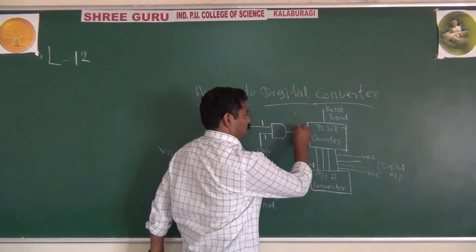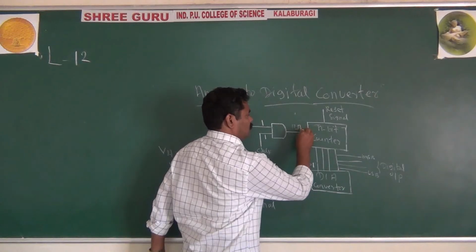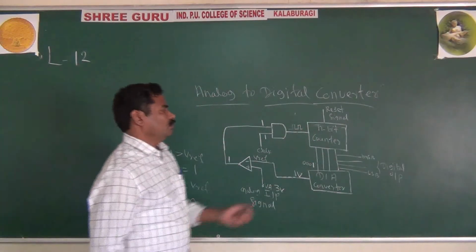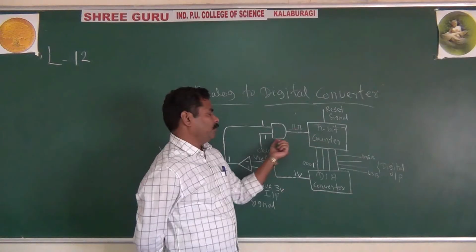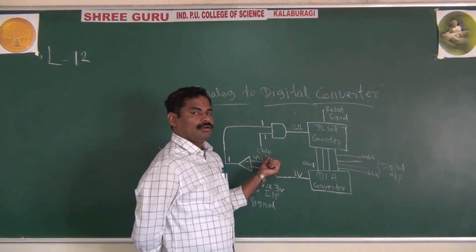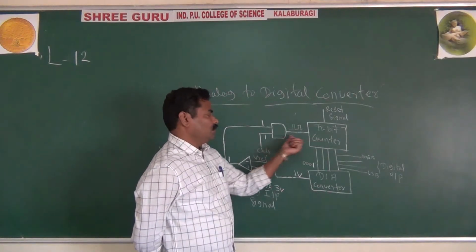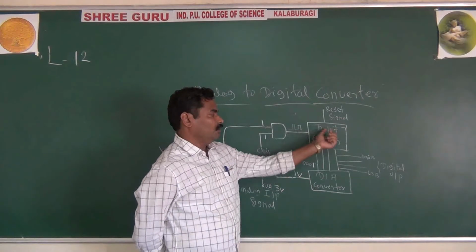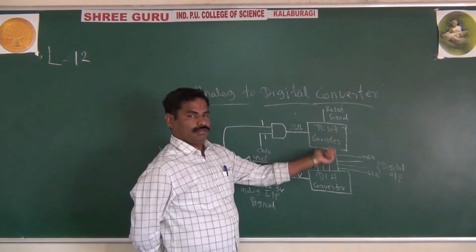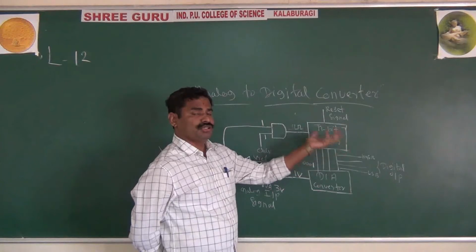You will get another clock pulse. Once again the clock generator will give you the clock pulses. These clock pulses will be counted by the counter, because the counter only counts the clock pulses.